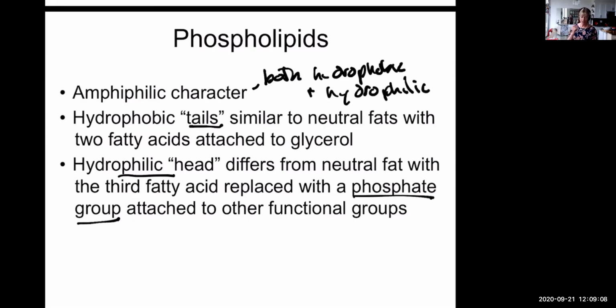And what do we know about phosphate groups? Do they have a charge? Do phosphate groups have a charge? Yes, they do. And that makes them hydrophilic. That negative charge causes them to be easily dissolvable in water because water is polar.